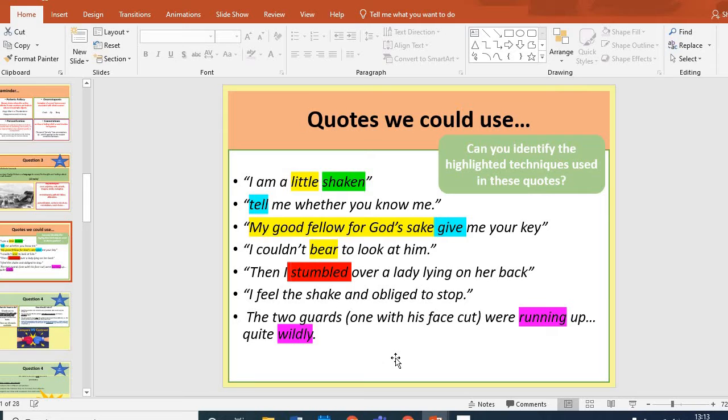So what I would recommend is that you read through source A, and hopefully you'll be able to find these quotes here. So if you can underline the quotes or just note them down as you find them. And now I want you to identify the highlighted techniques that are used in these quotes. So tell me what tell would be, little shaken, my good fellow for God's sake, etc.